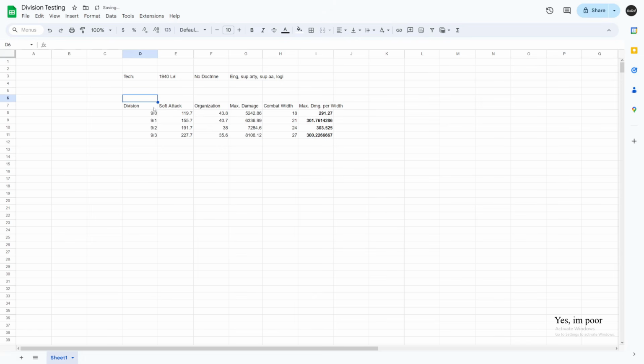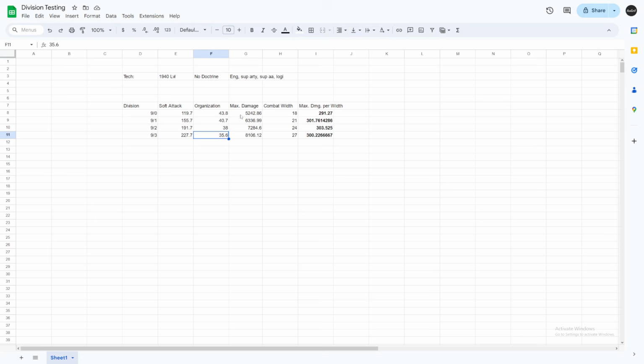If you see here on the Google Sheets, you can see the different divisions and all of their stats. The first thing you might notice is that the soft attack increases by a lot when you add each line artillery. If you don't understand this, 9 represents the amount of infantry battalions in the division, while this 0 and the 1, 2, and 3 are the amount of artillery battalions. As you see, the soft attack goes up a significant amount, but also the organization goes down.